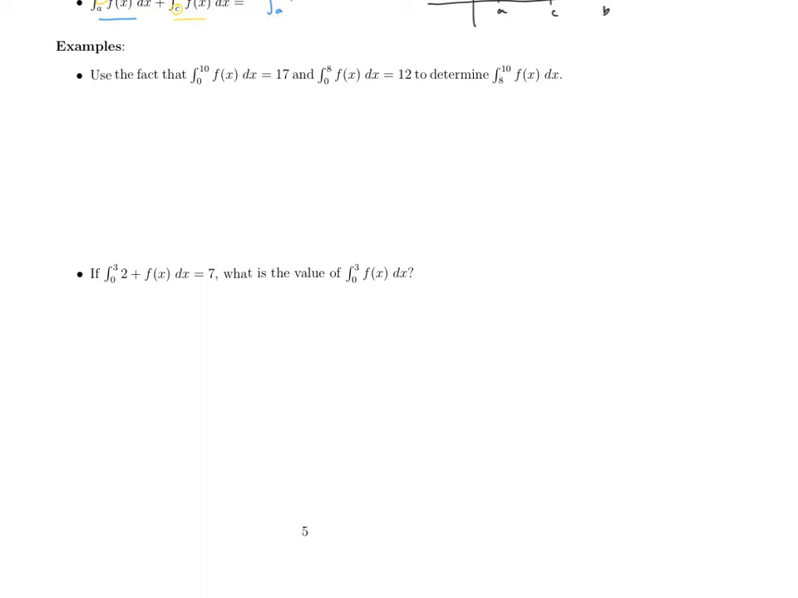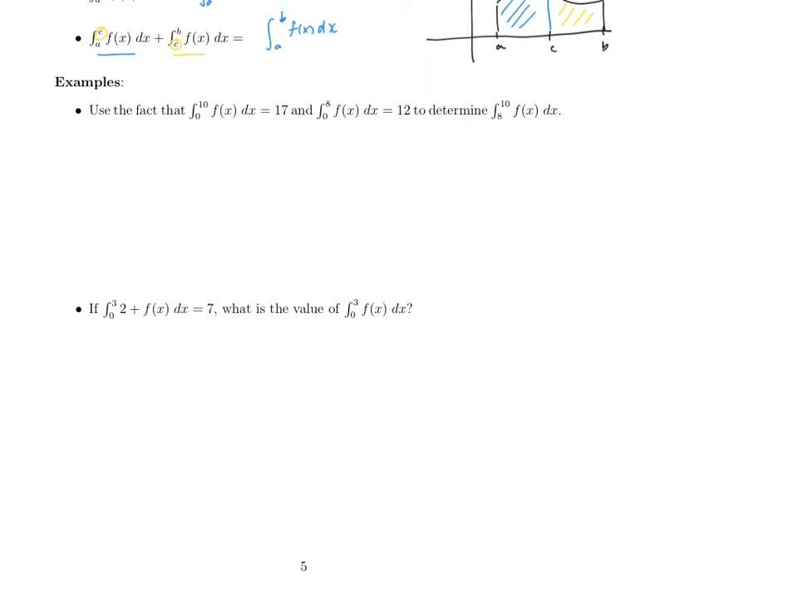So bullet 1, use the fact that the integral from 0 to 10 of f of x equals 17 and the integral from 0 to 8 of f of x equals 12 to determine the integral from 8 to 10 of f of x. Note, if we use our last property of the definite integral, we can see it at the top of the screen, the definite integral from 0 to 10 can be written as the integral from 0 to 8 plus the integral from 8 to 10.